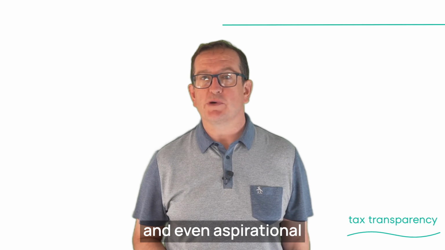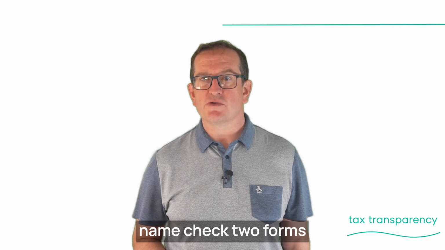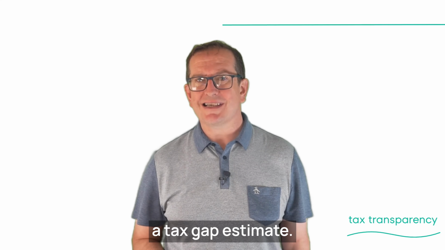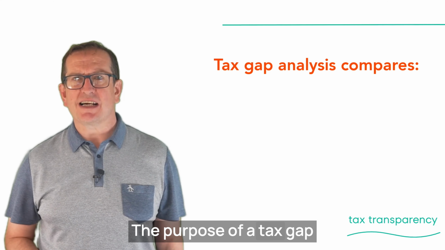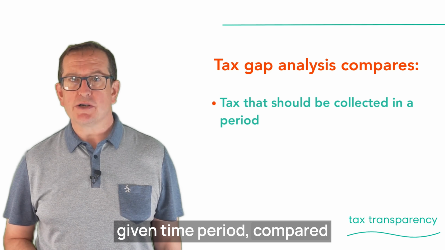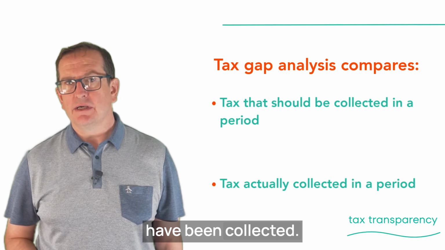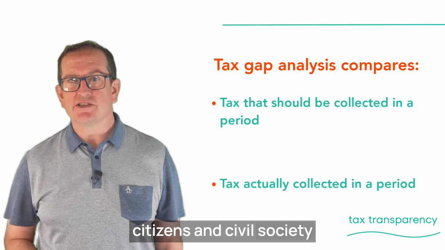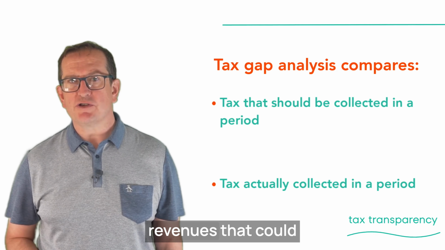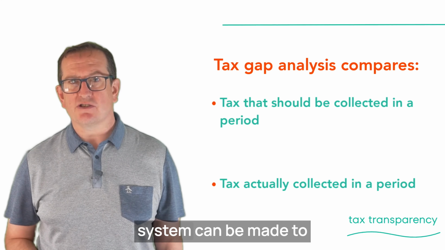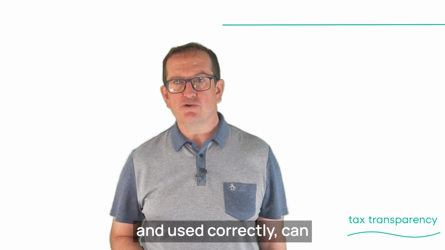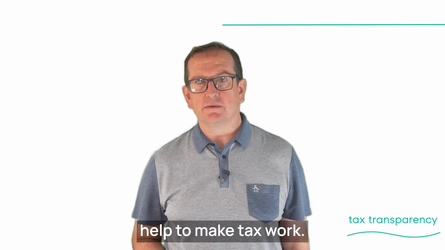Two more advanced and even aspirational aspects of the principles name-check two forms of assessment that each have a specific purpose. The first is something Richard has done a lot of work on and is called a tax gap estimate. The purpose of a tax gap analysis is to calculate what tax is actually collected in a given time period compared to what potentially could have been collected. This gives a government, citizens and civil society a sense of the extent of revenue underperformance and the size of additional revenues that could be recovered if the tax system could be made to work more effectively. A tax gap analysis, if applied and used correctly, can help to make tax work.